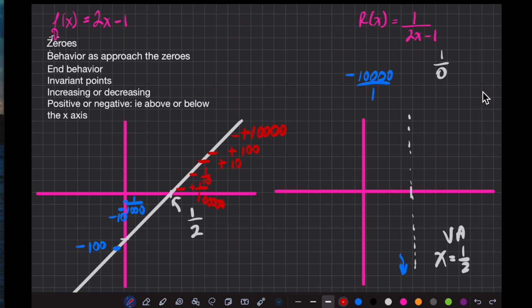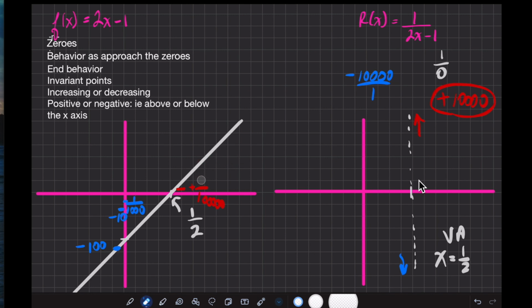Therefore, when we approach our reciprocal graph from the right, as we approach x equals 1/2 from the right, we're going to have the reciprocal of 1 over positive 10,000. That's going to be positive 10,000, which is a huge positive number, namely positive infinity. So we know our graph is going to be approaching positive infinity as it approaches x equals 1/2 from the right. Okay, let's clean up a little bit and then look at our next item on the list.